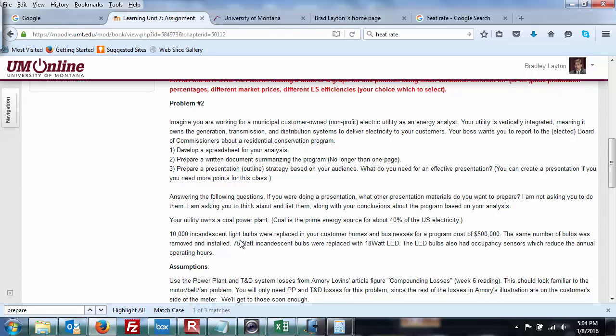Okay, your utility owns a coal power plant. Fine. 10,000 incandescent bulbs were replaced in your customers' homes and businesses for a program cost of $500,000. The same number of bulbs was removed and installed. Okay, so 10,000 came out, and 10,000 went in. 75-watt bulbs were replaced with 18-watt bulbs. The LED bulbs had an occupancy sensor. Okay, super.